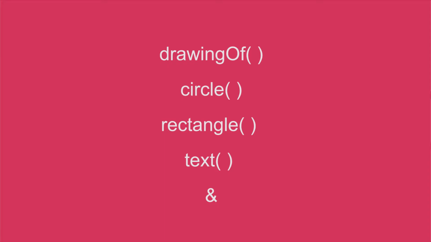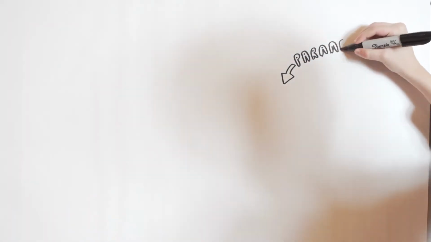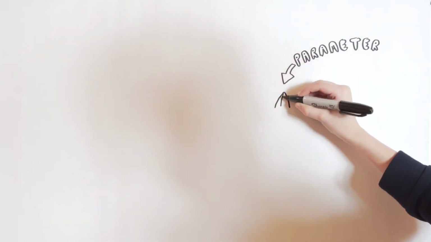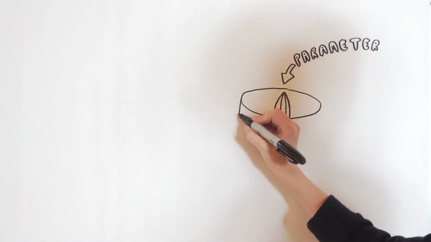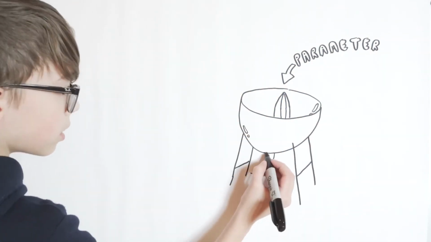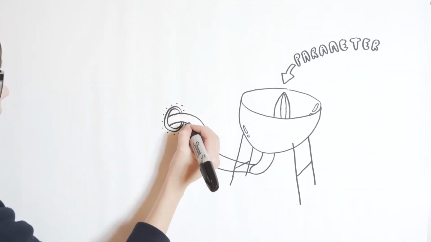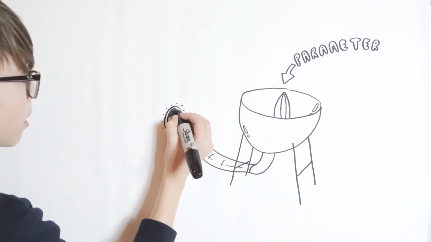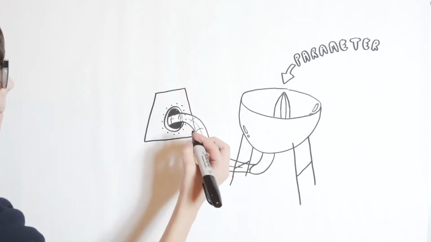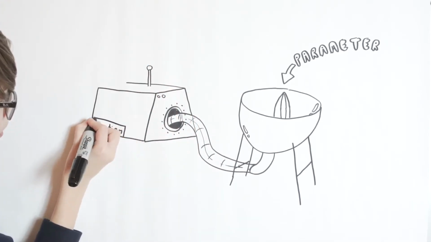You have already used the drawing of function, the circle function, the rectangle function, the text function, and the ampersand, which is also a function. A function is like a machine with a specific job in which what you put in determines what comes out. The circle function takes a number and uses it to make a specific sized picture of a circle. The rectangle function takes two numbers and uses them to make a specific sized picture of a rectangle. The text function takes the symbols that you give it and makes them into a picture. The ampersand combines pictures and flattens them into one. The drawing of function takes your whole picture and draws it on the screen.